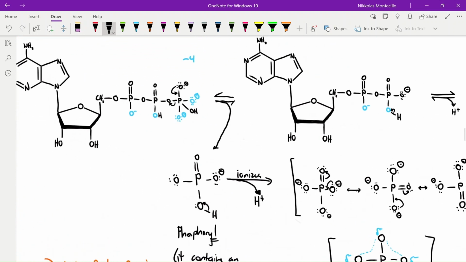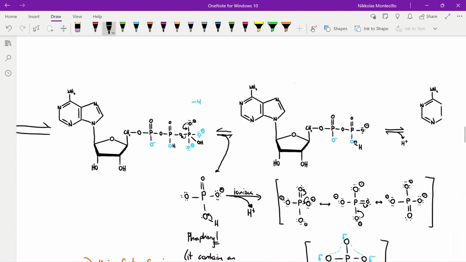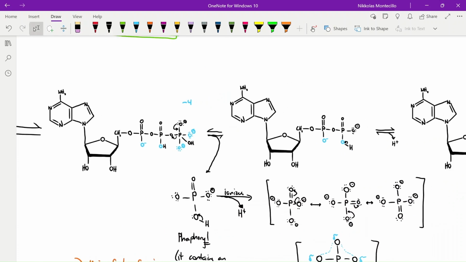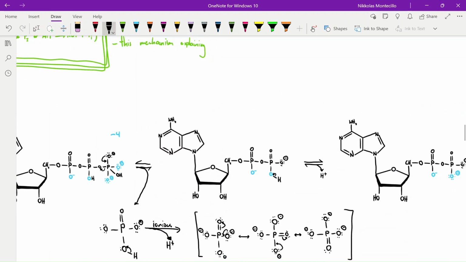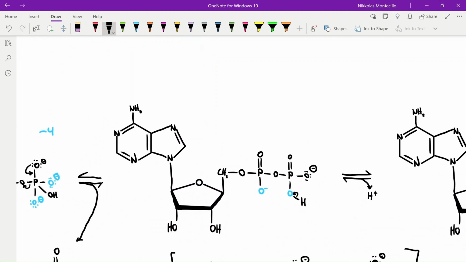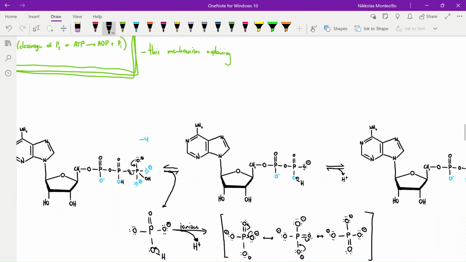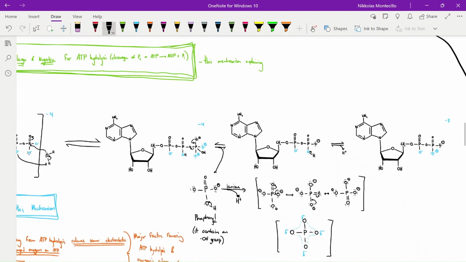So this will readily form the phosphate group, and then what we have here is ADP, or adenosine diphosphate, because there are 2 phosphate groups present now instead of 3.